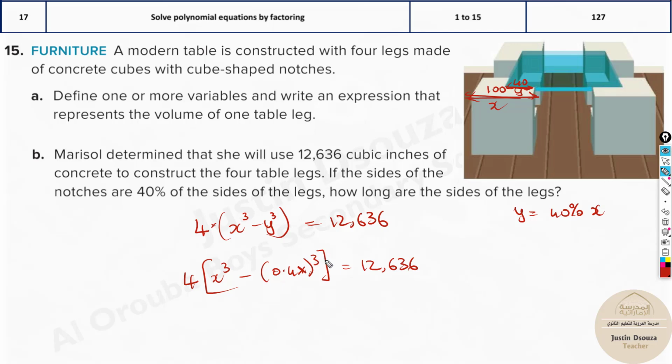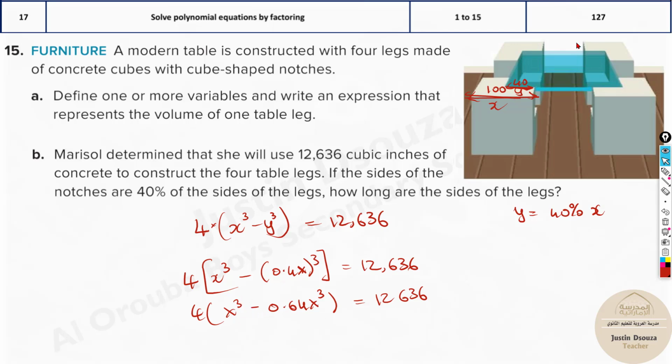Now basically you need to use your calculator and solve it. Here this will be cubed, okay? So it'll be 4 times x cubed minus, what is 0.4 cubed? I think it's 0.64, because 1664, yes, 0.64x cube. I've just cubed 0.4, the whole cube, and over here x cube. That is equal to 12,636. And now we can easily solve and calculate it. Take this to the other side, divide both the sides by 4, and then simplify this.